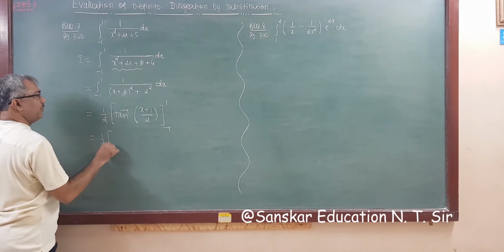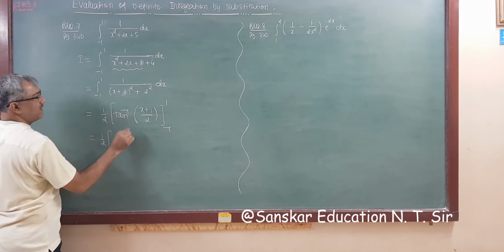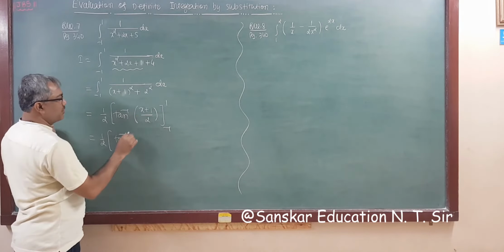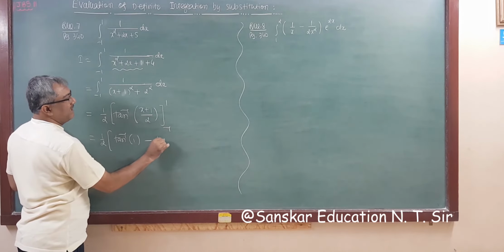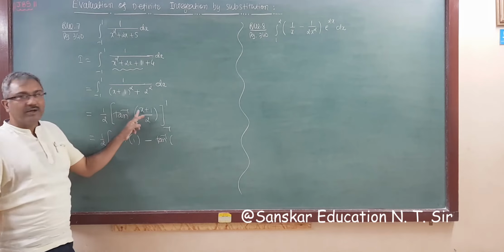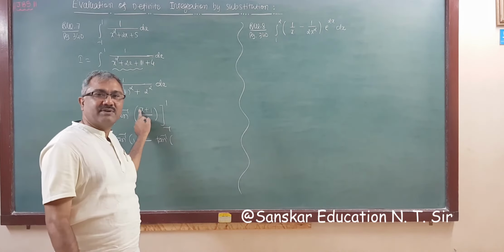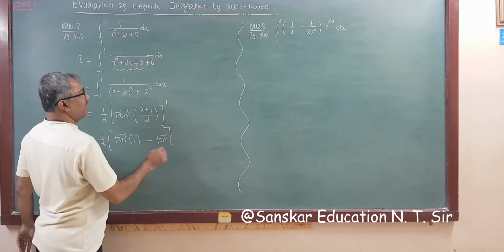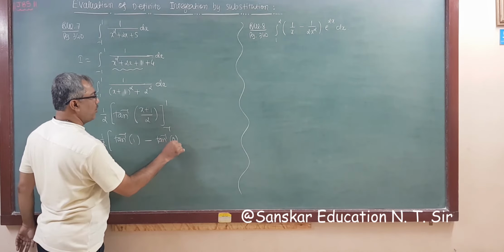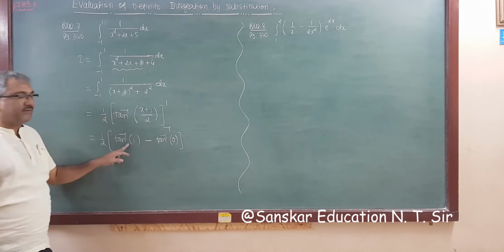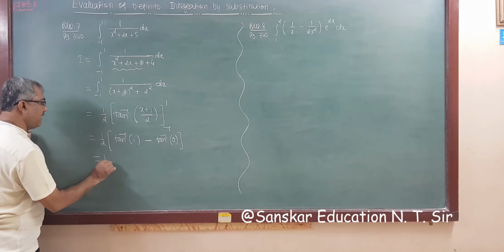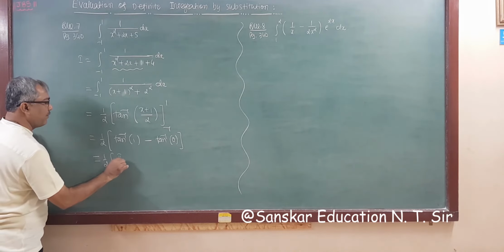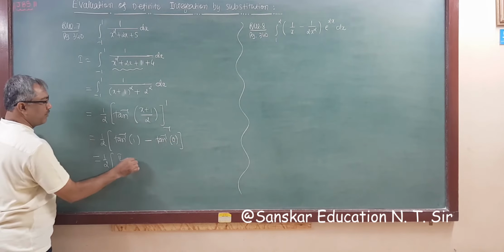1 upon 2 tan inverse, x is 1, 1 plus 1 is 2, 2 divided by 2 is 1, right? Minus tan inverse minus 1. So 1 minus 1 is 0. So divide by 2 is 0, right? Tan is 1 for pi by 4. So your answer will be half. This is pi by 4, and tan inverse, tan is 0 for 0.